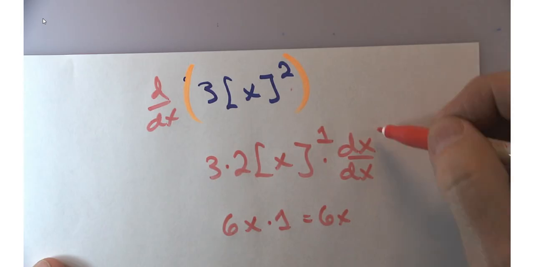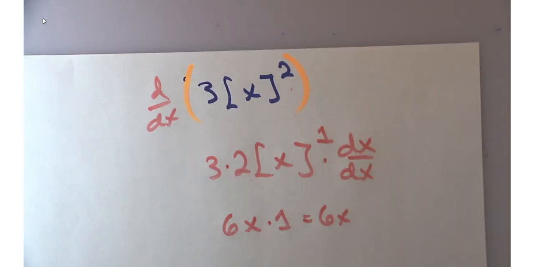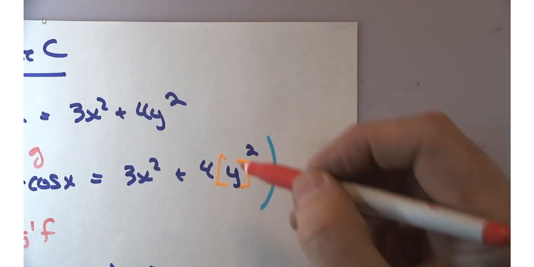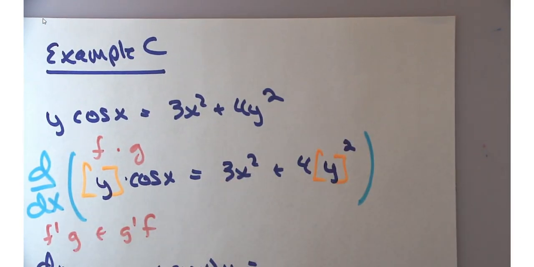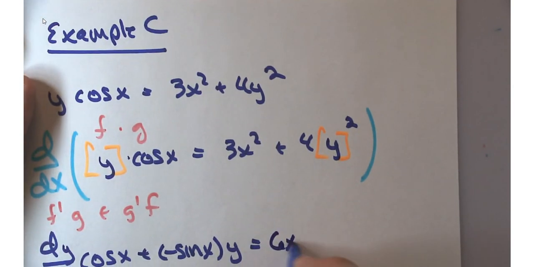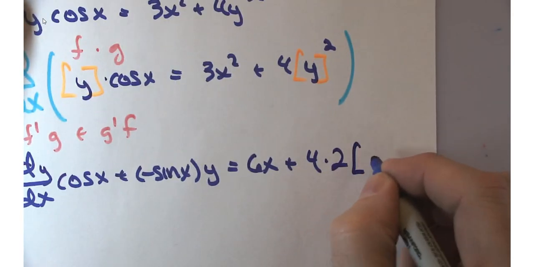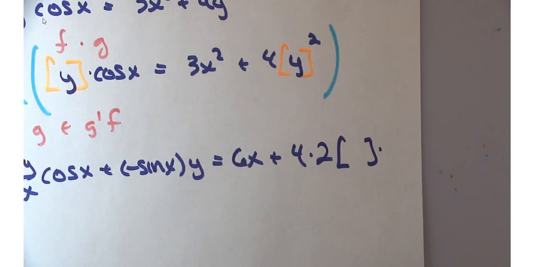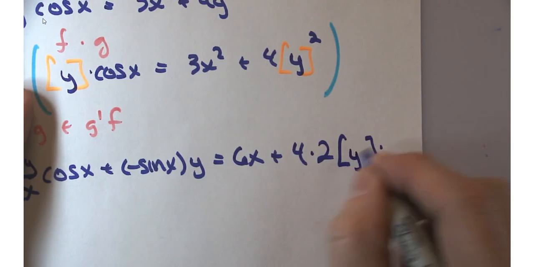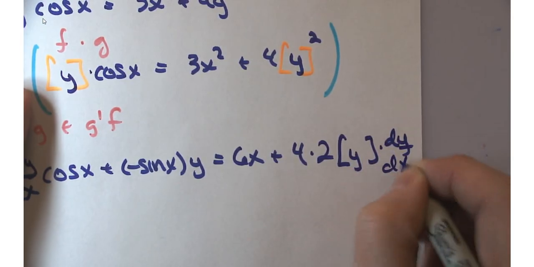So if these variables match, that's great. You don't have to worry about things like we do when we have the y's. If you've got a y, you're going to get dy by dx. Those two variables won't match. You're not going to get rid of that term. Let's keep going here. That's just going to be our 6x plus 4 times the 2 times y to the first power times the derivative of the inside. What's the derivative of the inside going to be? dy by dx.